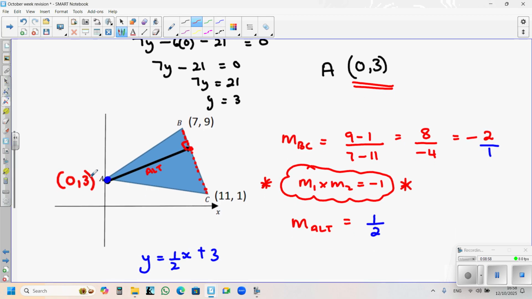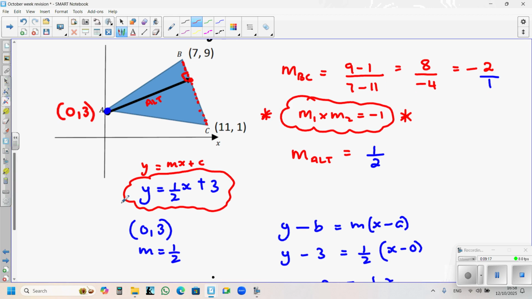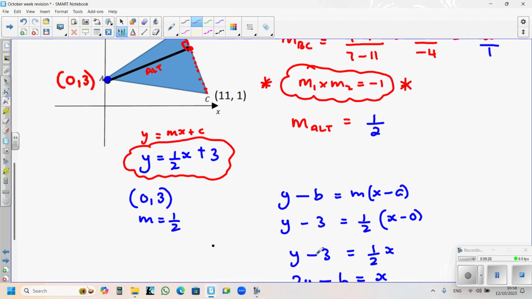Now, because that is your y-intercept, you can go in and do y equals mx plus c. So there is y, the gradient we know was a half, and c was 3. That's the equation of your line. If you didn't spot that, it doesn't make any difference. You can go in and do y minus b is equal to m bracket x minus a. So that would give you y minus 3 is a half bracket x minus 0. When we tidy that up, we get y minus 3 is equal to half x. Now if you look at that one and that one, they're basically the same. The only difference is I've added the 3 onto the other side.